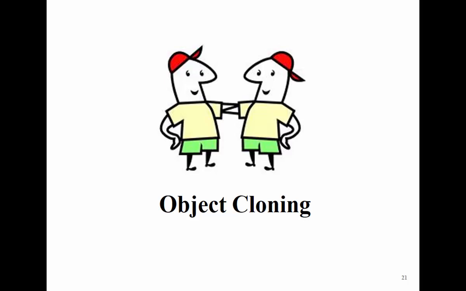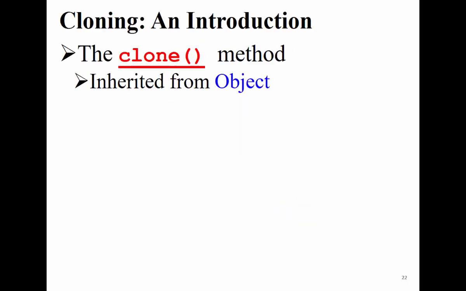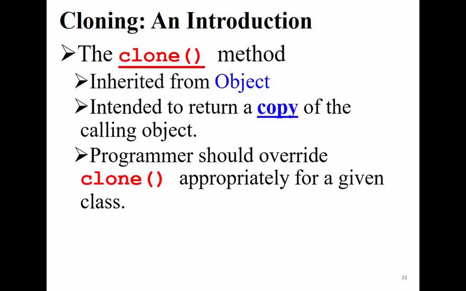So we will go now to another method, which is the last method we're going to discuss. It is about object cloning, how we can create a copy of our object. We create an object, we spend a lot of time creating this object, we set the values for the fields. Now it's time to create a copy of this object. We call this process cloning. You clone the object. The clone method is inherited from the Object class, and the purpose of this clone is intended to retain a copy of a calling object.